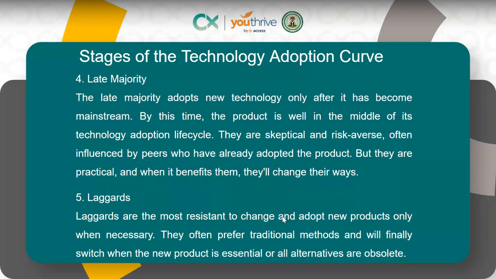All right, and we then have the laggards. These are most resistant to change and adopt new products only when necessary. They often prefer traditional methods, and they finally switch to a new product essentially as an alternative. Laggards might literally be our dads or fathers, who are already accustomed to a particular method of doing something. So it's a whole lot of mental gymnastics for them to start wanting to try new products, and they won't gravitate towards it in any way.